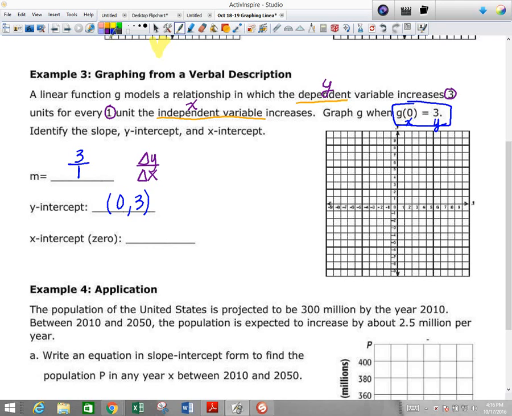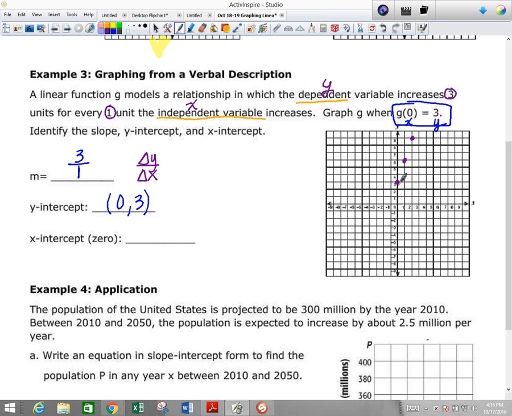Now I can graph it, starting with the y-intercept at (0, 3). And my slope is rise over run. It tells me to go up 3, over to the right 1 since my slope is positive, up 3, over to the right 1. That's as far up as I can go.